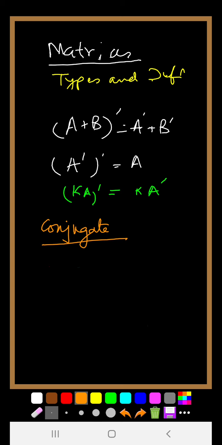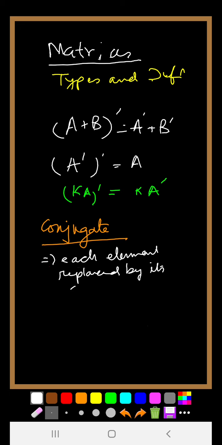So if the elements of a matrix are complex numbers, and we replace each element by its conjugate, then we get the conjugate matrix.